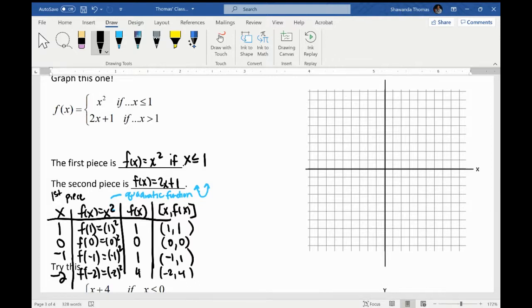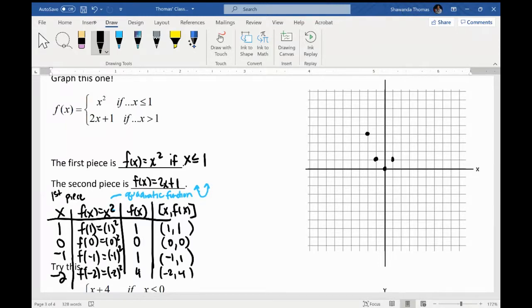So let's attempt to plot this, keeping that in mind. First point, 1, 1. So where should I go to plot 1, 1? Go to the right 1, up 1. All right. 0, 0. That's my contribution right there. What about -1, 1? Go to the left 1, up 1. Good. -2, 4. Go to the left 2, up 4. 1, 2, 3, 4. Very nice.